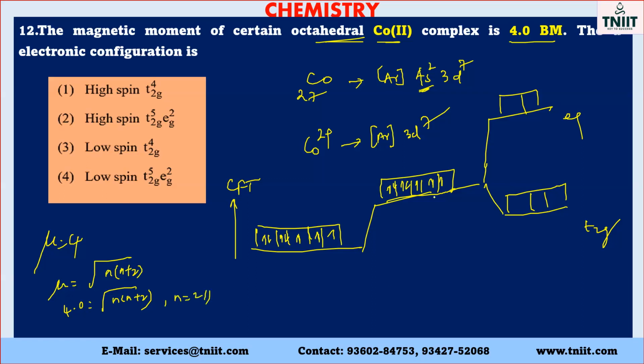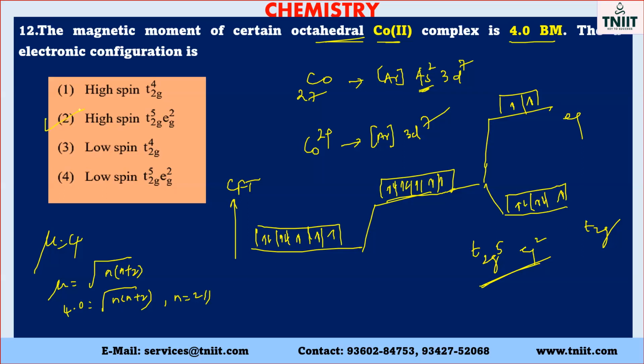Since we have 7 electrons, we can write 1, 2, 3, 4, 5, 6, and 7. So you will have t2g5 and eg2 configuration: 5 electrons in the t2g level and 2 electrons in the eg level. Therefore, the answer for this is a high spin complex.